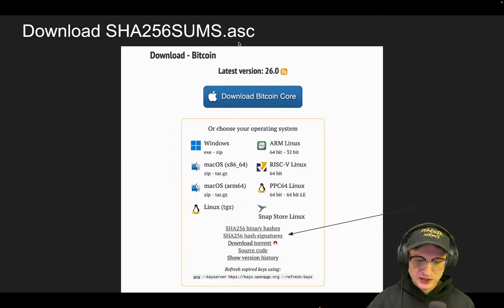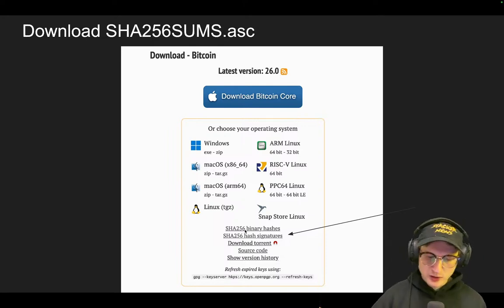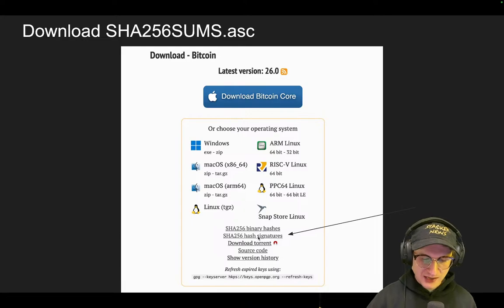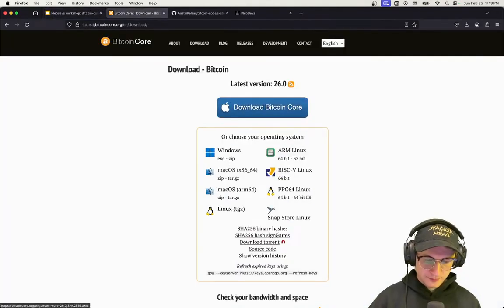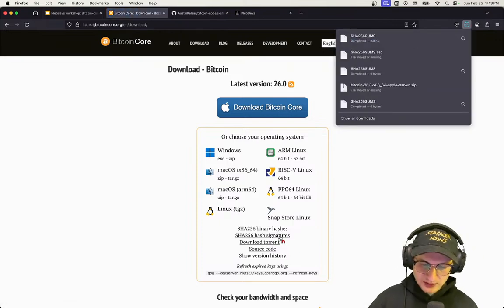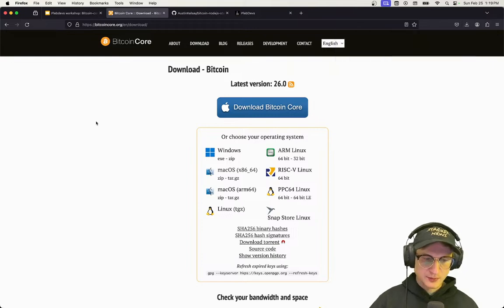Download SHA-256 sums. We're going to want to download both the SHA-256 binary hashes and the hash signatures right here on bitcoincore.org. It's just these 2 links. So I'm going to do this one, and then this one, and they both will say SHA-256 sums.